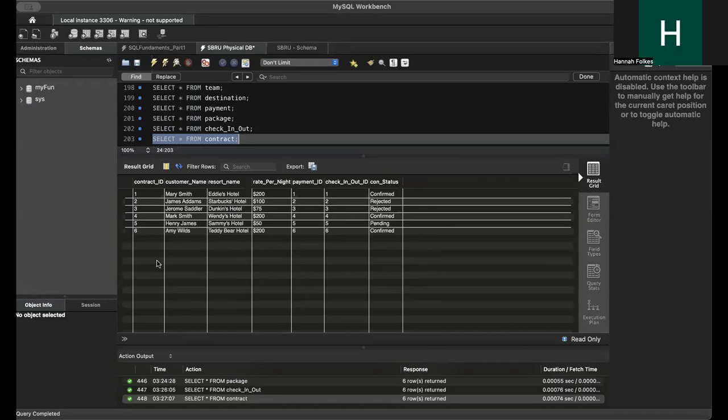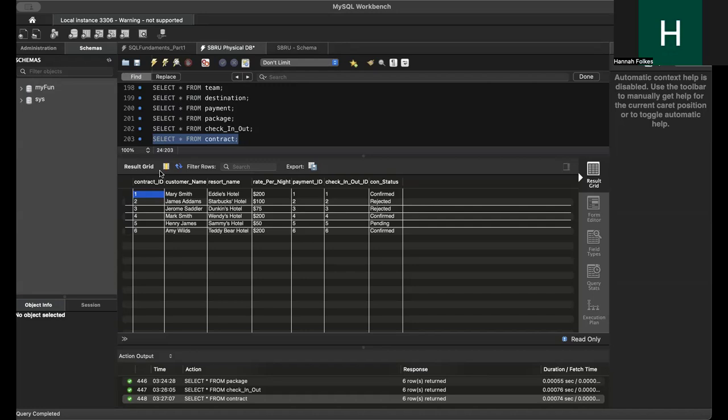So basically, the first column of the contract table is the contract ID number, followed by the customer's first and last name. Then the next column is the resort name, so it's the SBRU hotel the customer is choosing to stay at. And the rate per night is basically the price that it will cost to stay at the room per night. So depending on whatever room they chose, single, double, whatever, it will provide them with the price it costs to stay at that room. And note that each SBRU hotel has their own different rates per night. So if it looks weird to you, like, why am I paying this amount of money? It's just the hotel system. Each hotel has their own system.